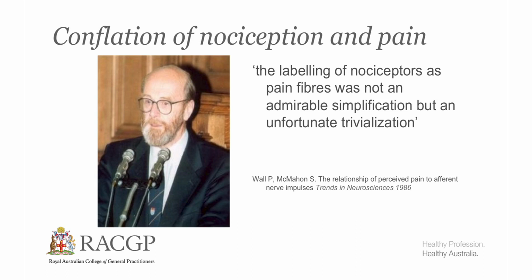So he stated that labelling nociceptors as pain fibres was not an admirable simplification, but an unfortunate trivialisation. We can't refer to pain receptors or pain fibres in the nervous system; they're nociceptors, and it's a nociceptive system conveying neural and chemical messages until those messages arrive at the brain and the brain makes an interpretation that does become pain. So this is important in terms of treatment planning, because it means that we're looking at brain interpretation as a key part of our target for treatment.